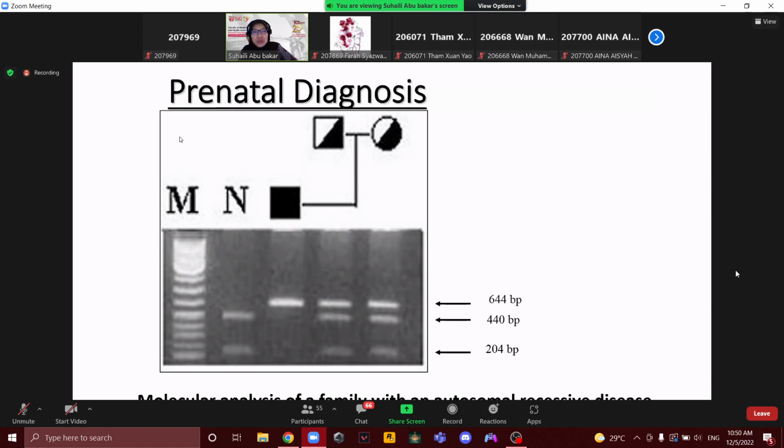Because we did not mention it here. We know square box is a male, round box is a female. If there is a line crossing like this, it means deceased. Right? What does it mean if I put a line here? Dead. His son, right?